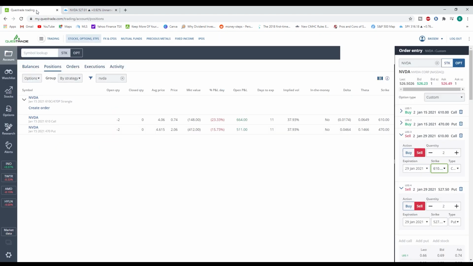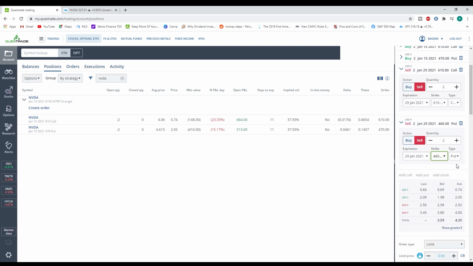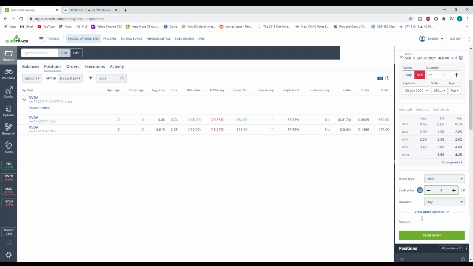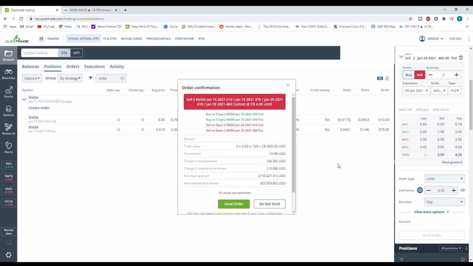You know what? I'll move it down a little bit. So I'm keeping my call side the same, but for the put, let me give myself a little bit of a buffer, and I'll sell the 460 put. I had the 470 before, and now I'm going 460. And now take a look at this range. I think I can make $400 by rolling this.